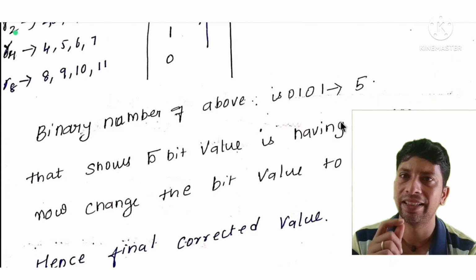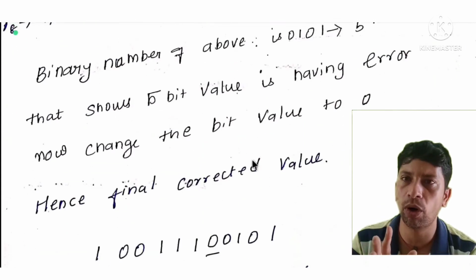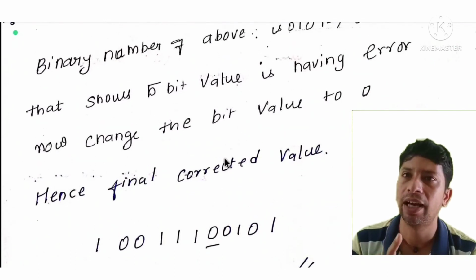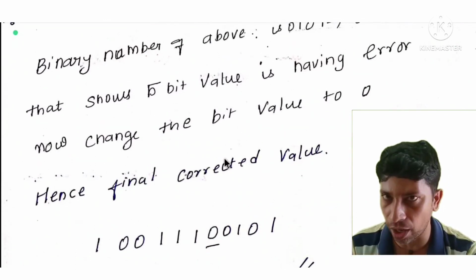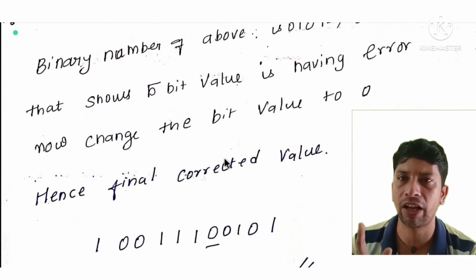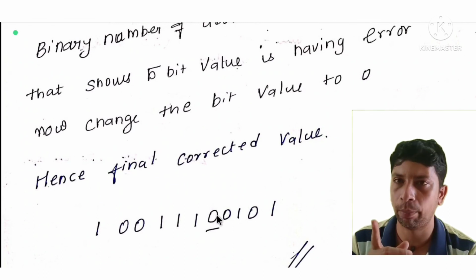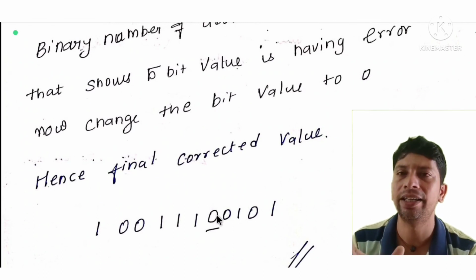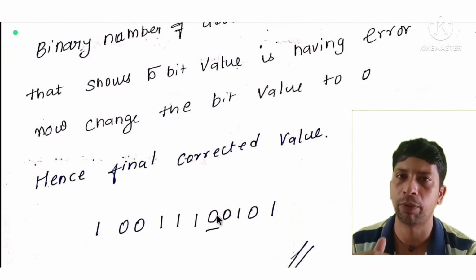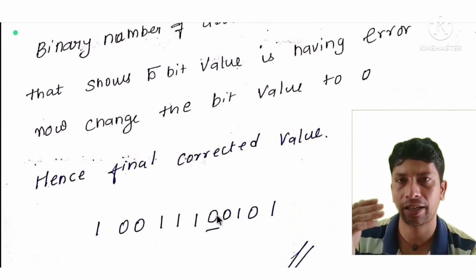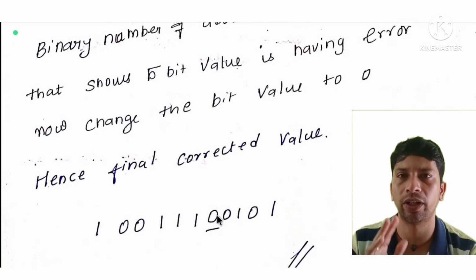That indicates that the error is in the 5th bit. So obviously what we can do is, as the 5th bit value is 1 now in the received bit, that can be changed to 0. Hence now this data is error free. Here we have performed both error detection and also error correction.